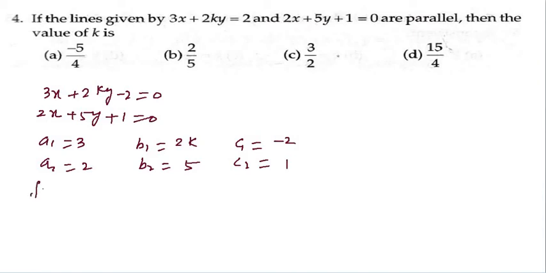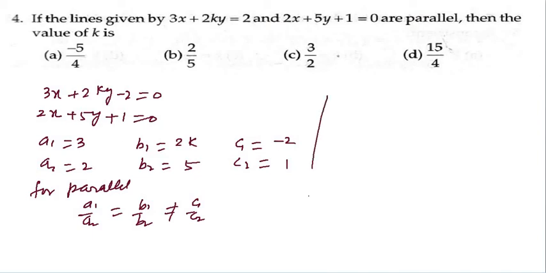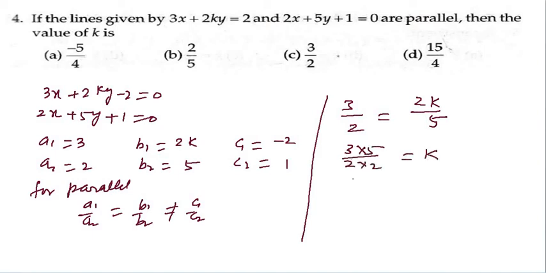So for parallel, that means a1 upon a2 is equal to b1 upon b2, but is not equal to c1 upon c2. So we can put here a1 is 3 and a2 is 2, and here b1 is 2k and b2 is 5. Now we can see here, it is 3 into 5, 2 into 2 into k. So k will be equal to 15 upon 4. So your option will be D. So D option will be correct.